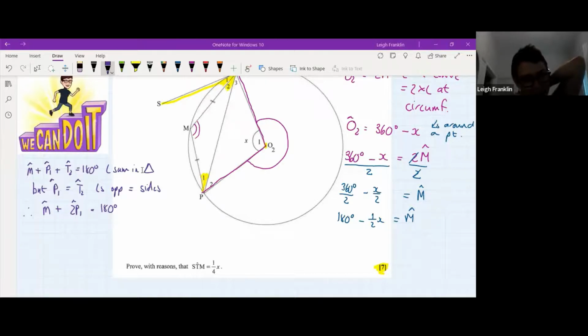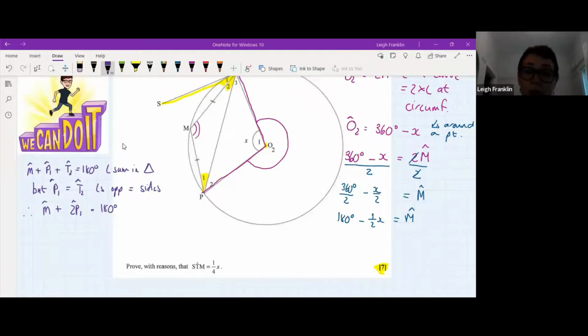Thanks, guys. "Sihawo" doesn't make sense. Okay, that's because P1 and T2 are equal to one another. So if I have 2 of P1, I have P1 plus T2. I'm just rewriting that in a different way.